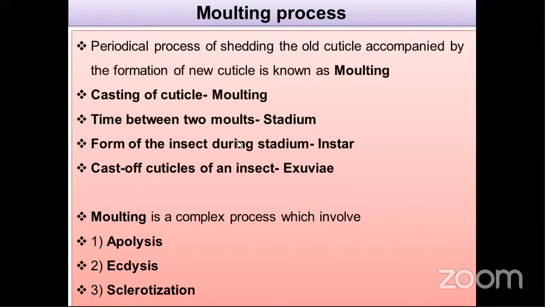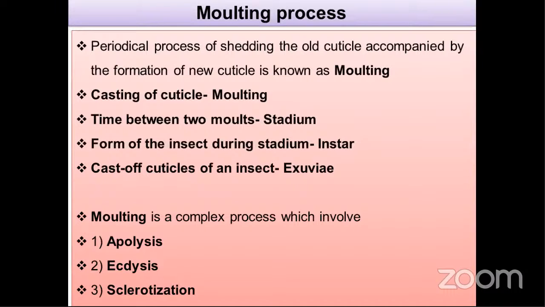Okay, next one, molting process. Molting is a very, very important topic. Molting means, in case of insects, the cuticle is very hard in structure, and it forms an unstretchable exoskeleton. So there is no stretching, and it must be shed from time to time.